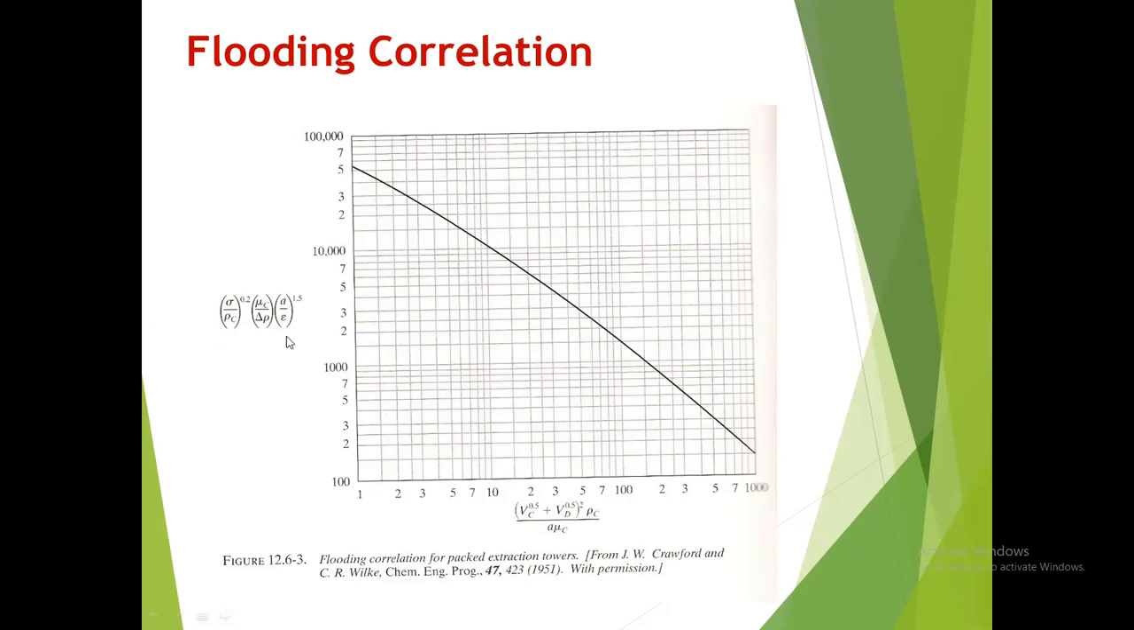Now, in determining the value for the ordinate, you have parameters here that you need to determine for your system. Most of the time, the problem gives this one. The densities, the sigma, that is the interfacial tension, even the viscosity are given in the problem.